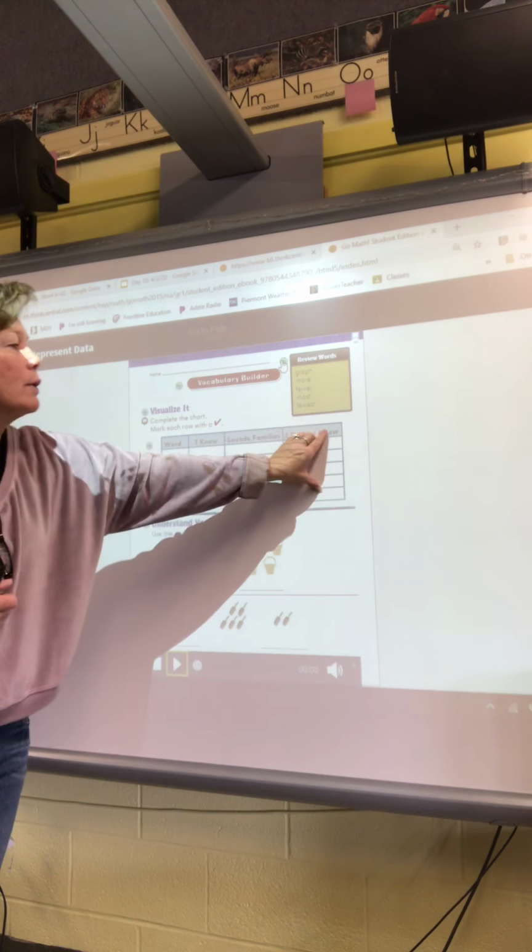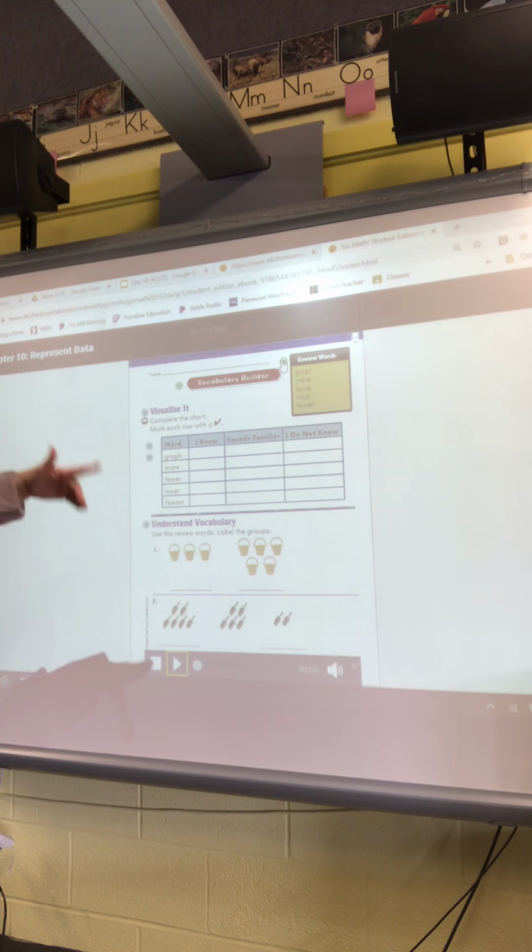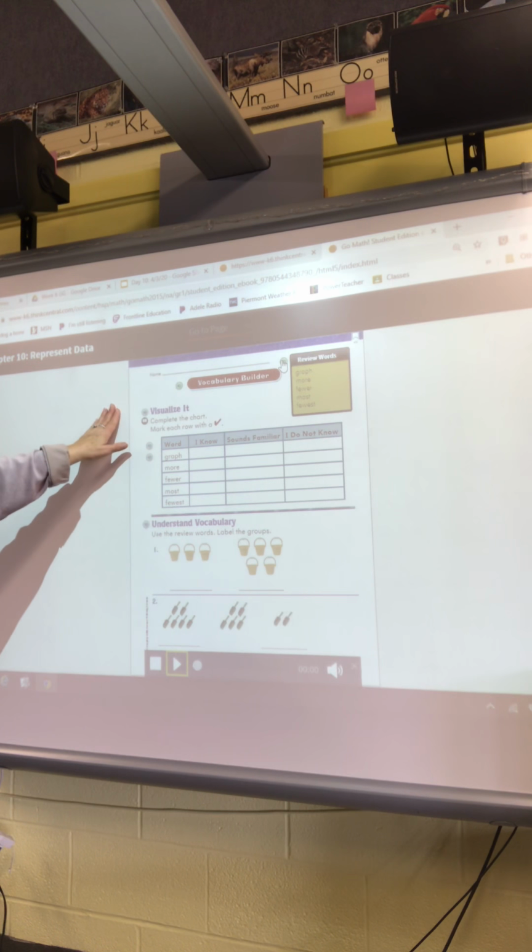This is showing you a graph. More, 7 is more than 1. Fewer, 1 is fewer than 7. If you had 7, 5, and 3, the most would be 7, and the fewest would be 3. So it's understanding those terms and using them throughout this chapter.